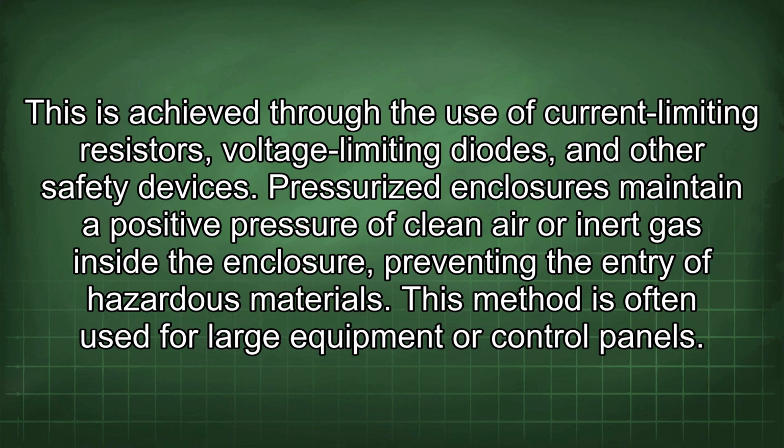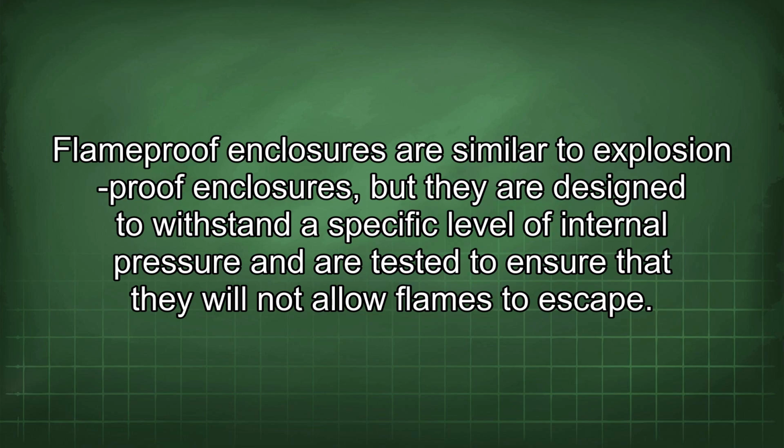Pressurized enclosures maintain a positive pressure of clean air or inert gas inside the enclosure, preventing the entry of hazardous materials. This method is often used for large equipment or control panels. Flame-proof enclosures are similar to explosion-proof enclosures, but they are designed to withstand a specific level of internal pressure and are tested to ensure that they will not allow flames to escape.